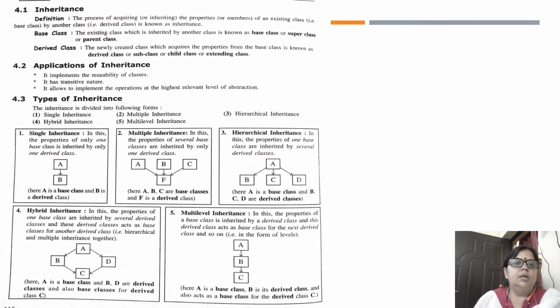See the definition: the process of acquiring the properties of an existing class by another class is inheritance. Inheritance has two parts, base class and derived class. The existing class which is inherited by another class is known as the base class. And what is a derived class? The newly created class which acquires the properties from the base class is known as the derived class.